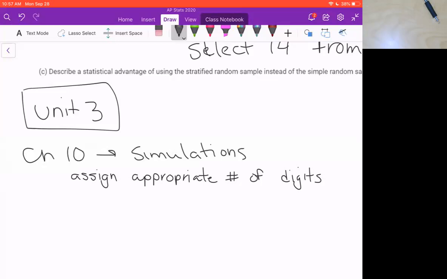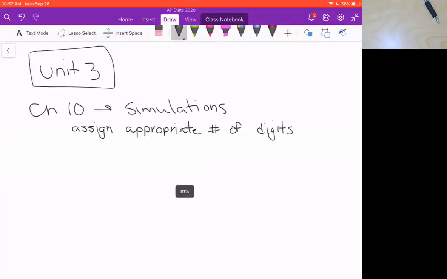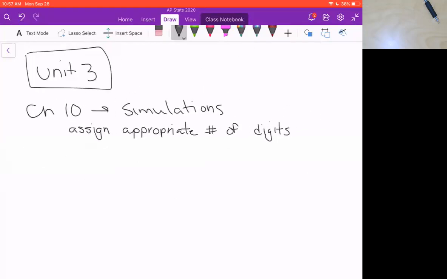We didn't do a whole lot with chapter 10, and the AP exam doesn't do a whole lot with simulations either, just as long as you can read and understand what a simulation is doing. It's trying to simulate a long-term probability that might be too difficult to calculate on its own. But chapter 11 is very important. This is sampling.